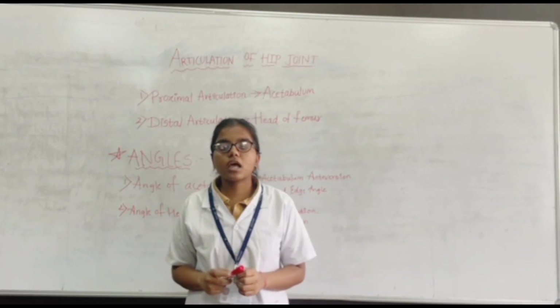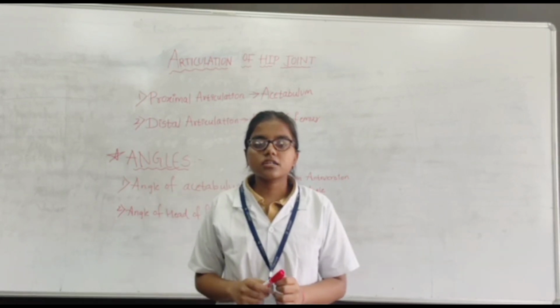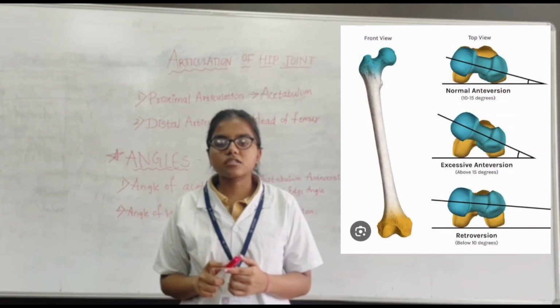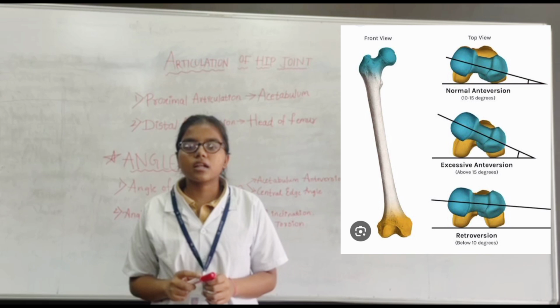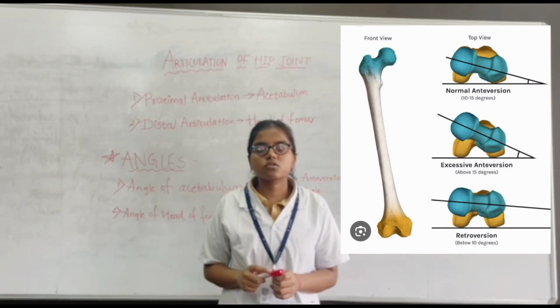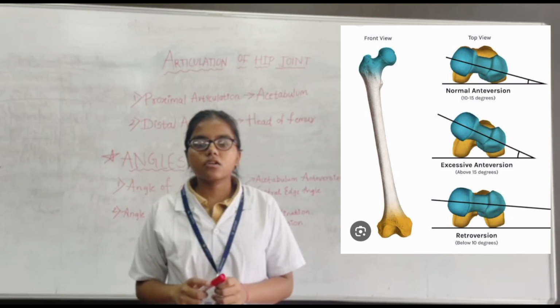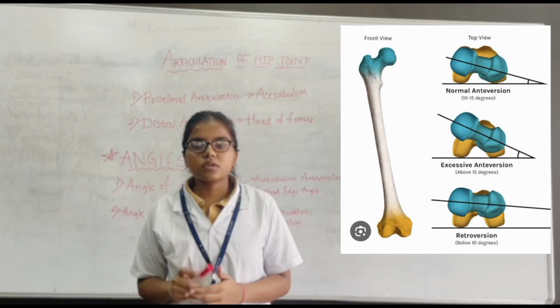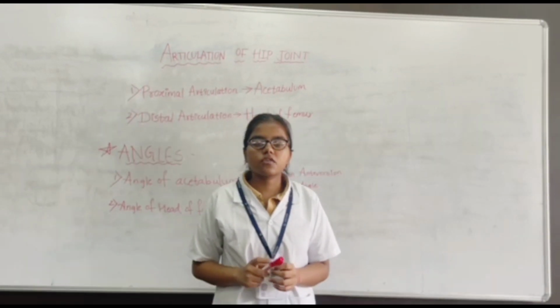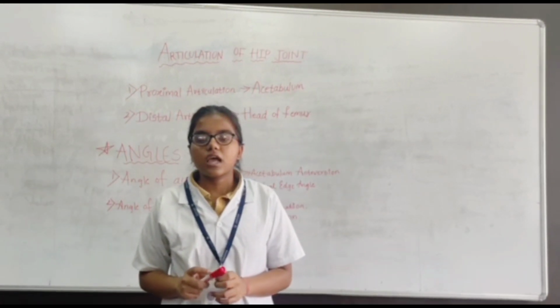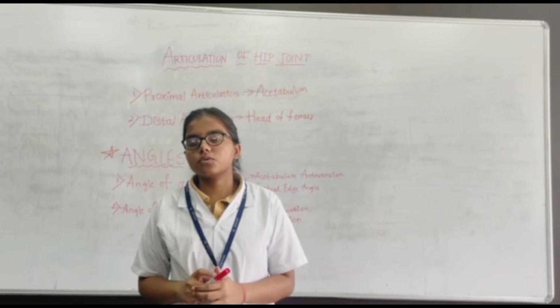Now going to the angle of torsion, it is the angle formed by the axis passing through the femoral head and neck and the axis passing through the femoral condyles. The angle of torsion decreases with age. In a child, the angle of torsion is almost 40 degrees and in adults it is 10 degrees to 20 degrees.